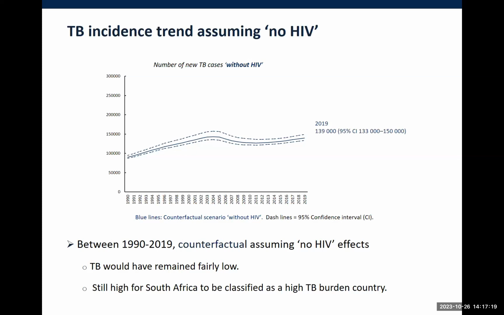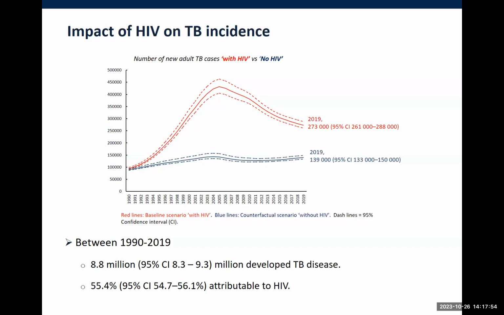So this figure shows the TB trends if there was no HIV in South Africa. It would have been between 100,000 and about 140,000 in absolute numbers between 1990 and 2019. While this is low in terms of South Africa, South Africa would have still been classified as a high burden country, so it would have still been high relative to other countries. And this is what we observe with HIV present in the population.